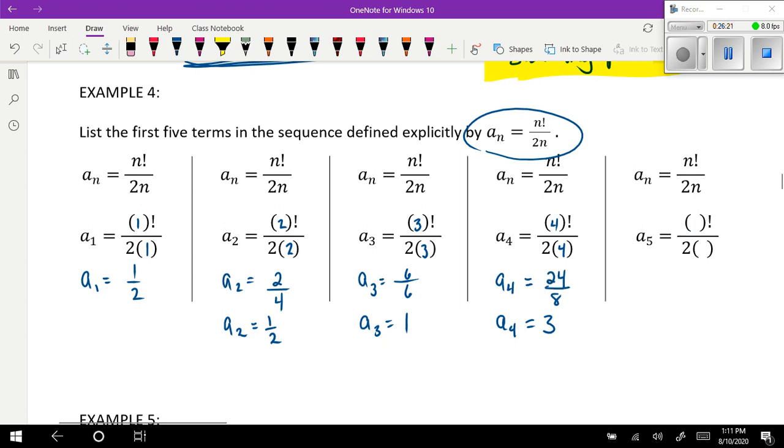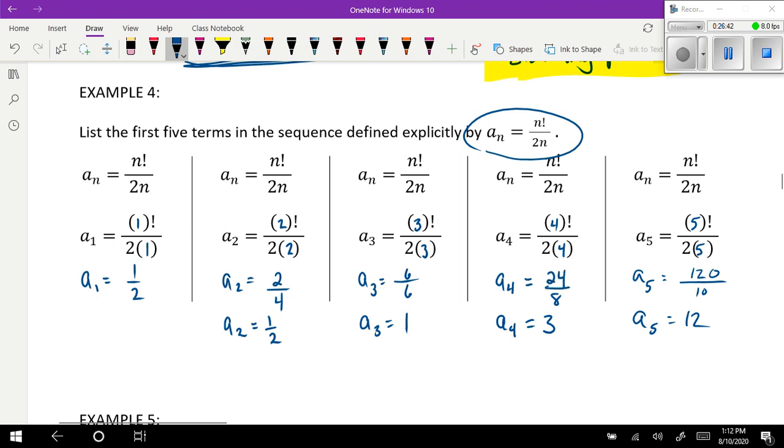And now I want a sub 5, so I'm looking at 5 factorial, divided by 2 times 5. 2 times 5 is 10, I can do that fast. 5 factorial, I think if memory serves me right, was 120. Right? If I do this times 5, I get 120. Yep. So then my a sub 5 is simply 12.